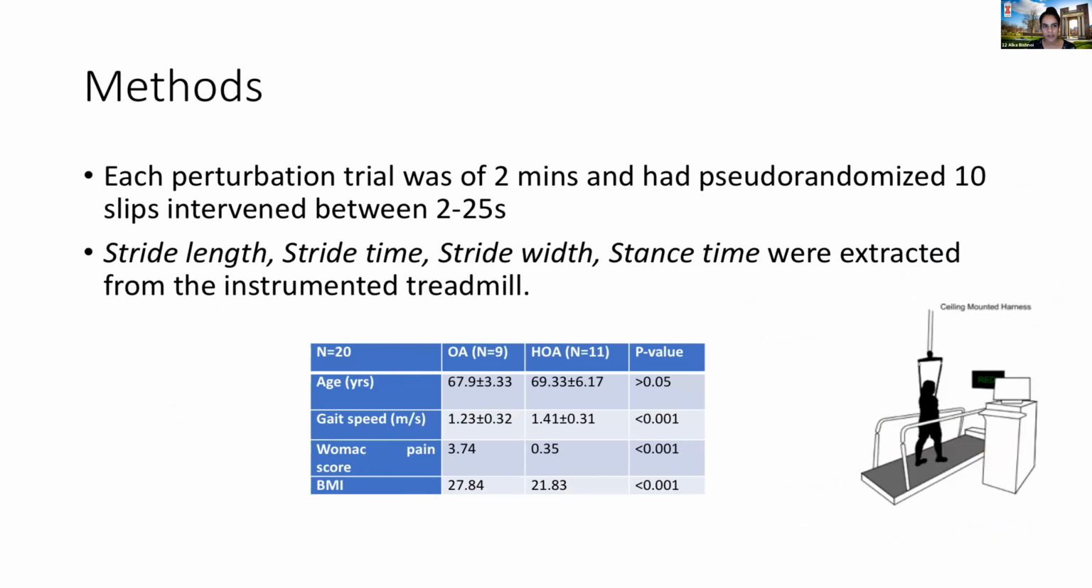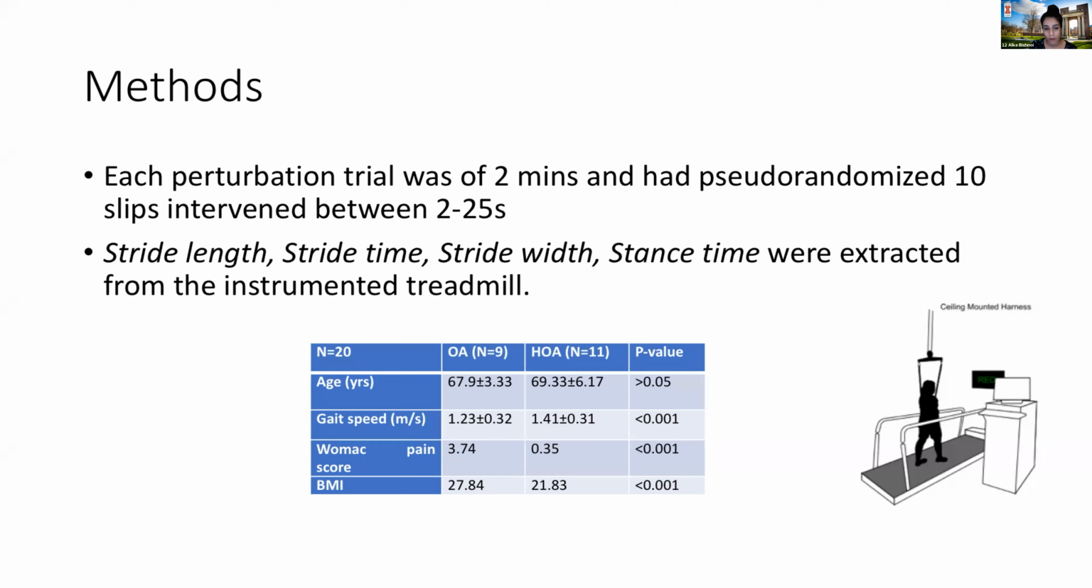Each perturbation trial was 2 minutes long and had a pseudo-randomized 10 slips, which were intervened between 2 to 25 seconds. So they were unaware of when the perturbation would come, and they got time to recover before the next perturbation. We recorded their stride length, stride time, stride width, and stance time, which was extracted from the instrumented treadmill.